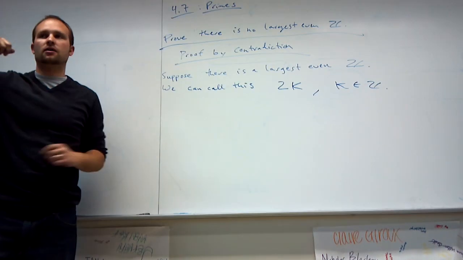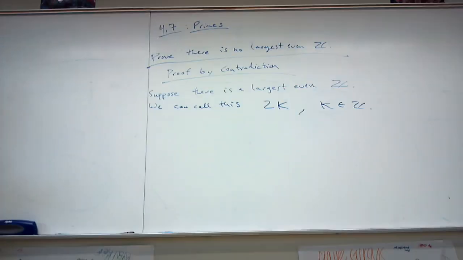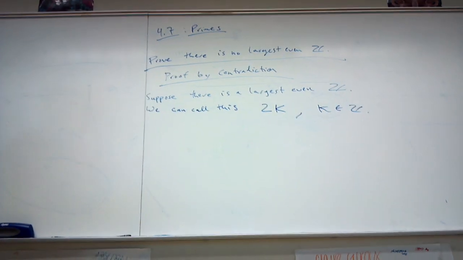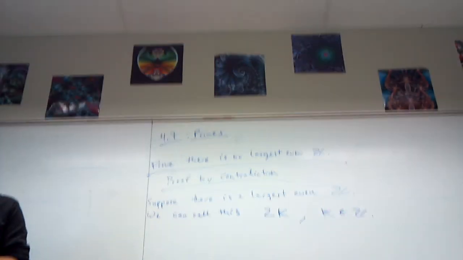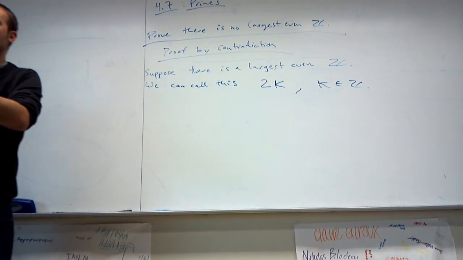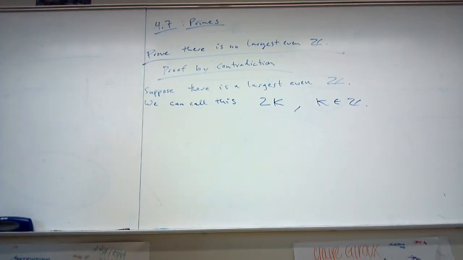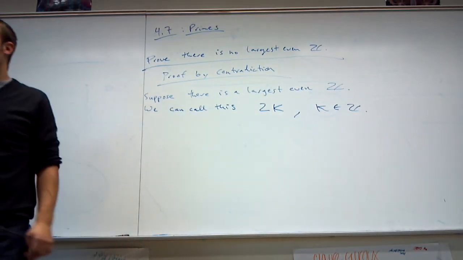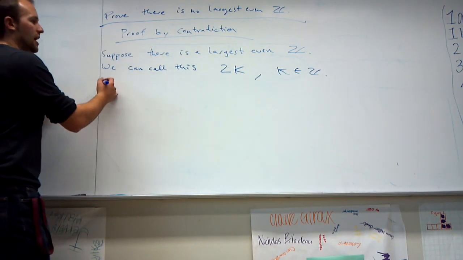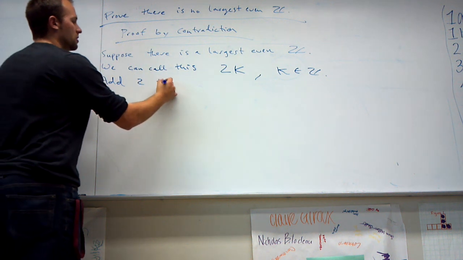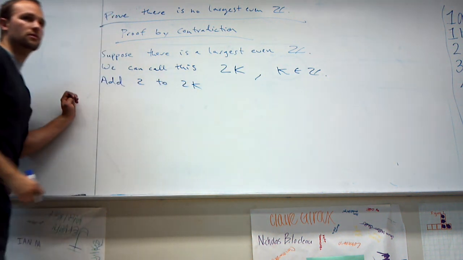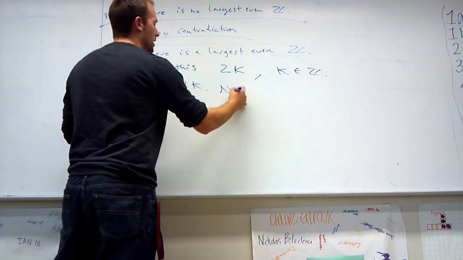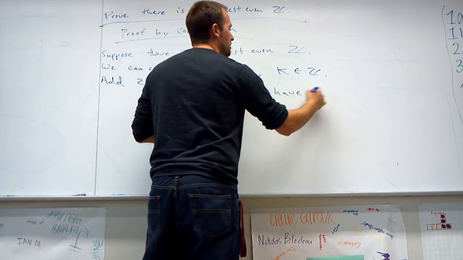Okay. Here's the somewhat nuanced part. What can we do with any number? We're talking about there isn't a largest one, or there is a largest one, but any number we know we can do what with? Yeah, we can add something else. And in this case, we're going to add 2. Why do you think maybe 2? It's going to get us to another even number. If you have an even number, you add 2, you're back to another even number. So, add 2 to 2k. Now we have 2k plus 2.